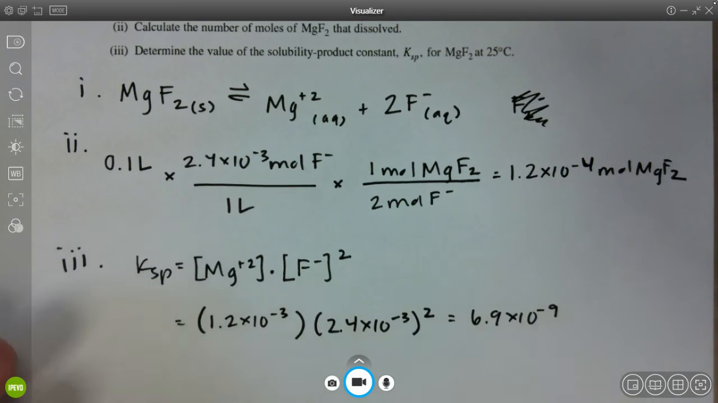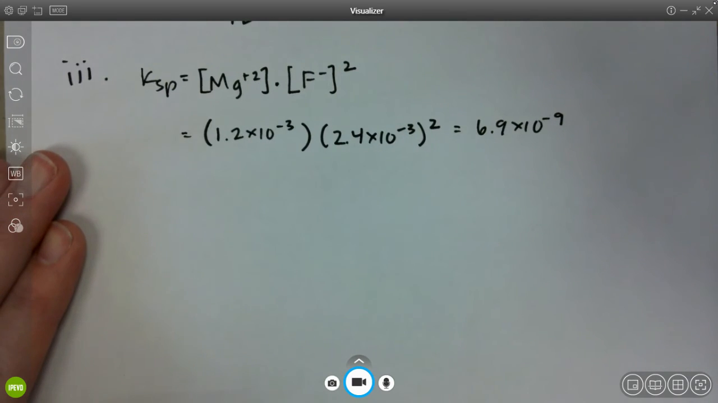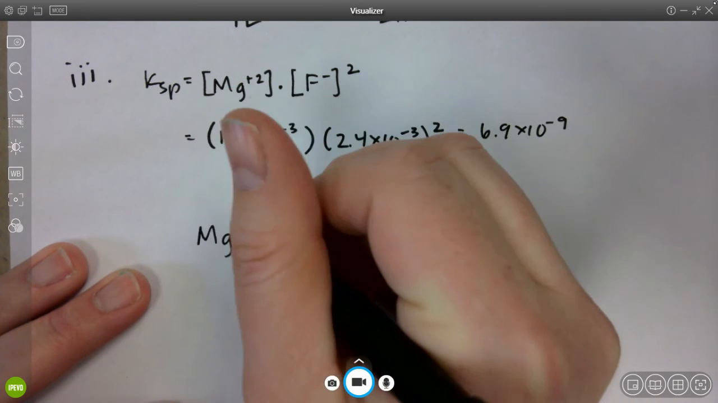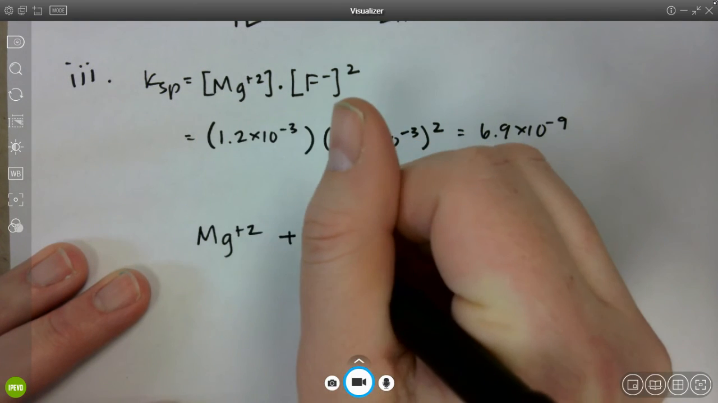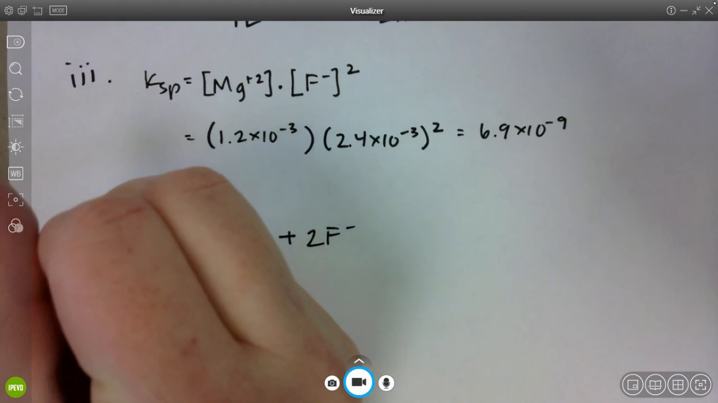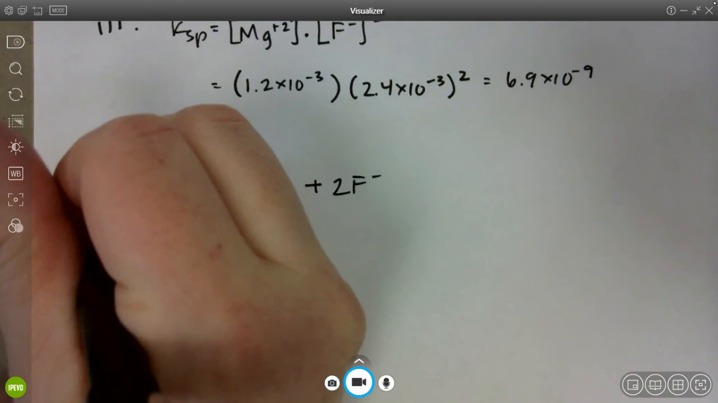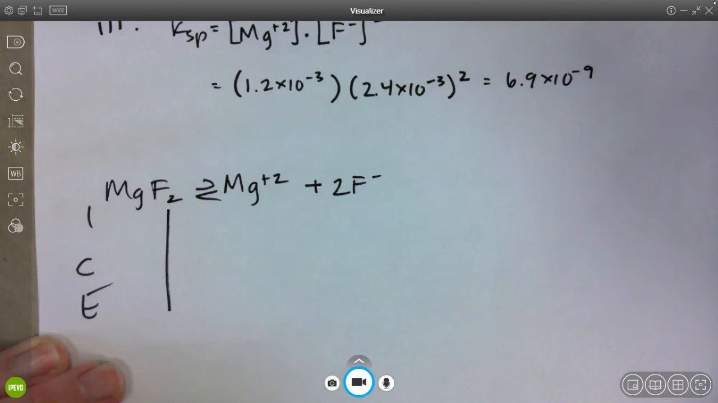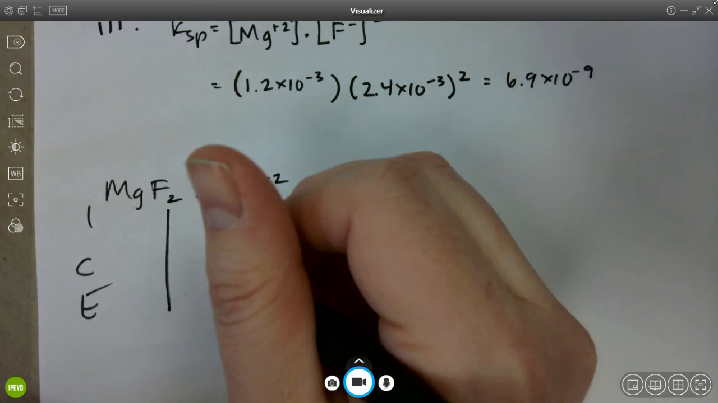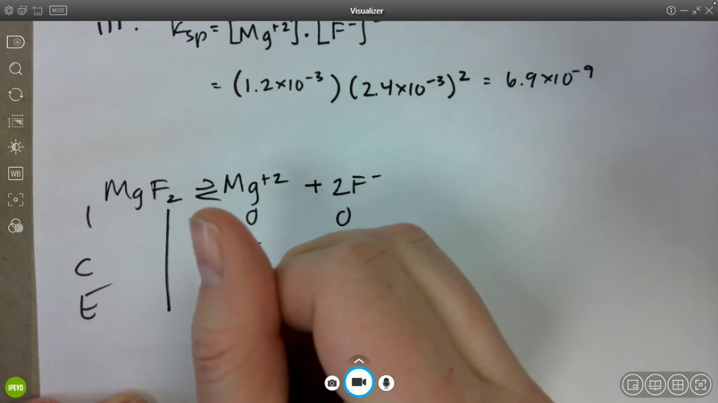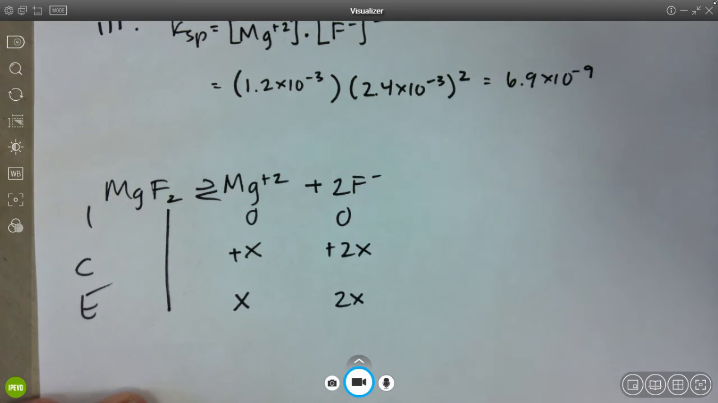Okay. I want to give you a word of caution for something I see people doing sometimes, because it is really common. I really see this happening a lot. Okay, so here is our ICE table set up for this. We ignore MgF2 because this is a solid. And then if we're starting off with nothing here, those would be zeros. We know that this is a plus x and a plus 2x based on our table. And so our equilibrium values are x and 2x respectively.